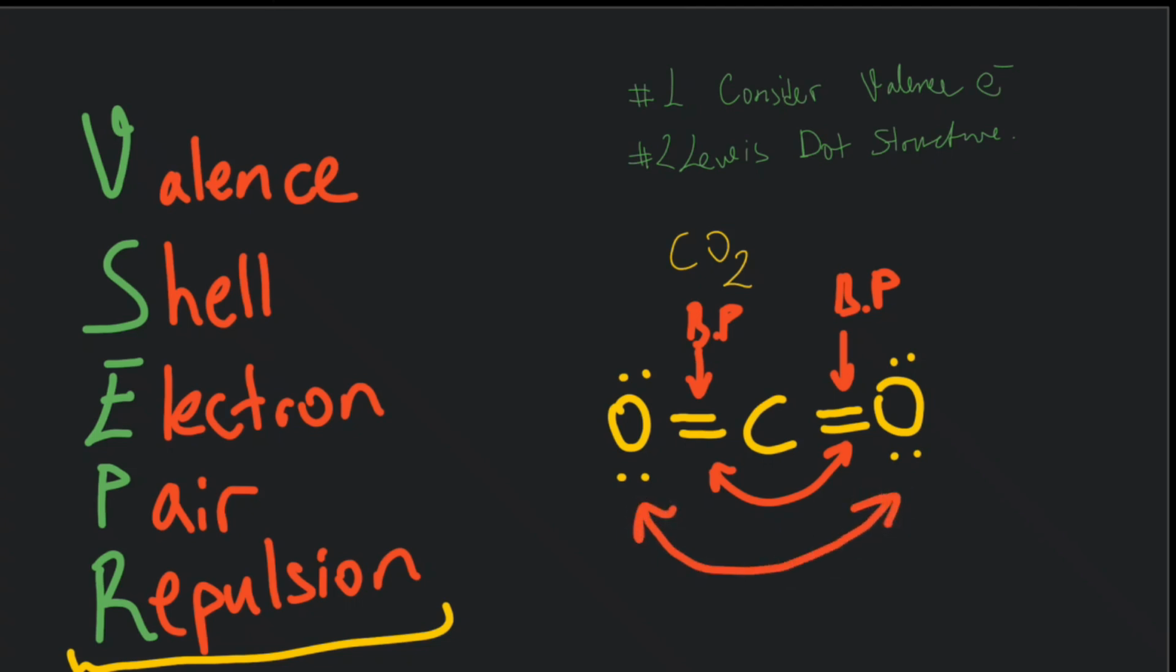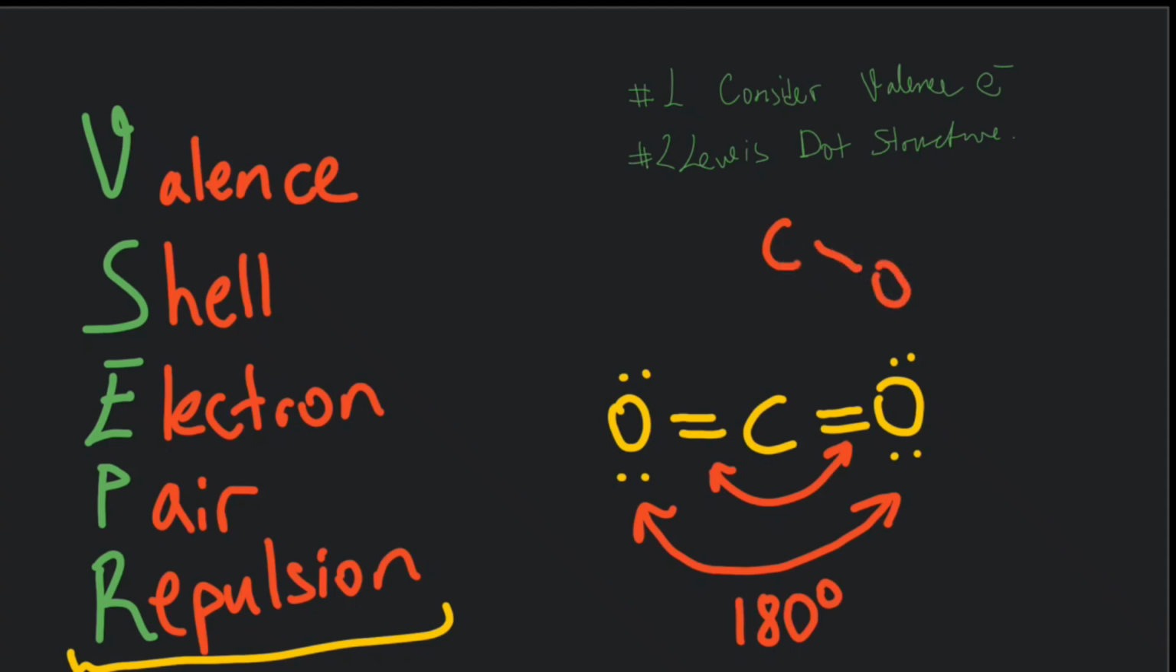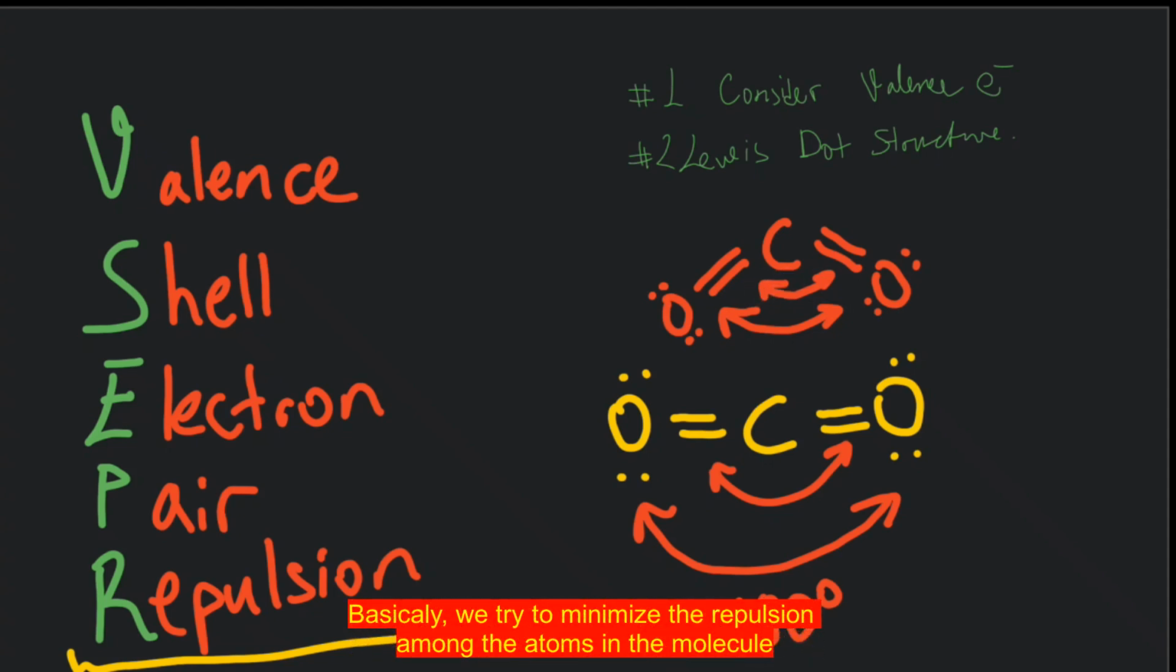And this molecule is 180 degrees. So this bond angle is 180 degrees. The reason is that repulsion between the electrons is minimal in this formation. For instance, if the CO2 has a bent structure, something like this, the repulsion between the lone pairs and bonding pairs increases. So this is not a stable molecular geometry for CO2.